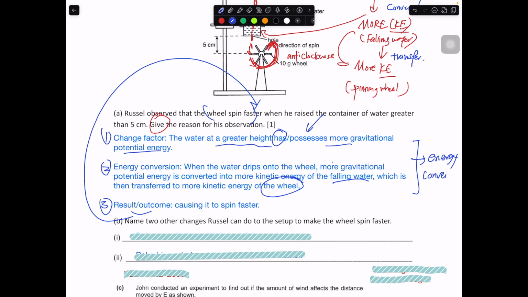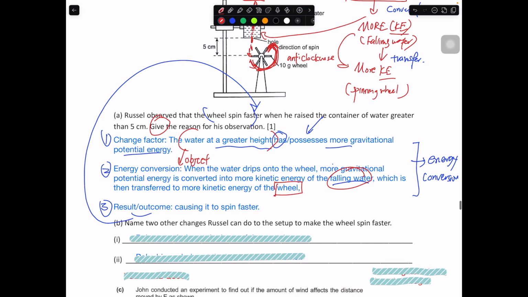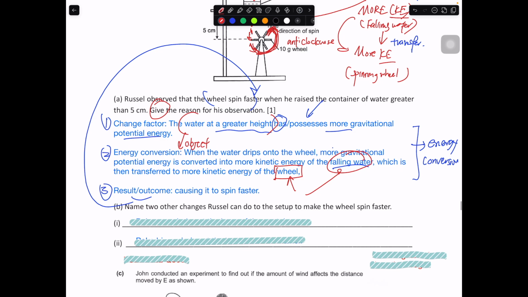Okay, one thing that you want to take note is that the object is important. This one you have to include the object. Okay, what are the object involved? Okay, falling water lah. Okay, object at a greater height. These are the object. The wheel is the object of interest. Okay, so if you don't indicate energy belong to what object, right, it will be very confusing for the reader whether you are talking about the falling water or the spinning wheel. Okay, so try to write the object in. Okay, don't try. It's more or less the hard requirement so that I know what you're referring to.